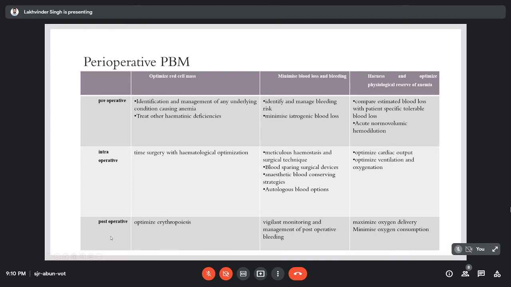In the post-operative phase, you can optimize the erythropoiesis, because if you give blood transfusion, erythropoiesis gets suppressed. So if you can stimulate the erythropoiesis by giving iron, folic acid, B12, do that rather than giving blood transfusion. We have to be vigilant in the management of post-op bleeding, and again give maximum oxygen.